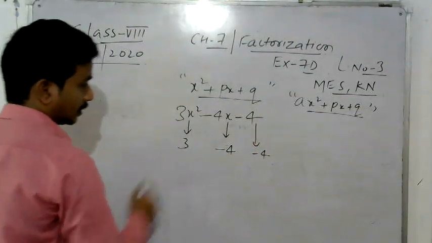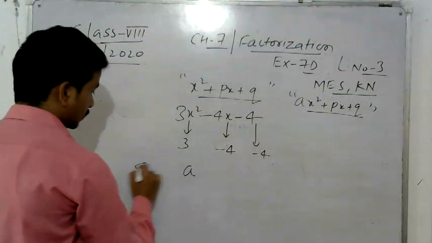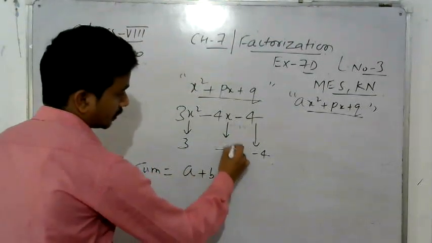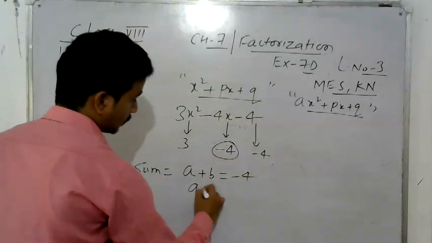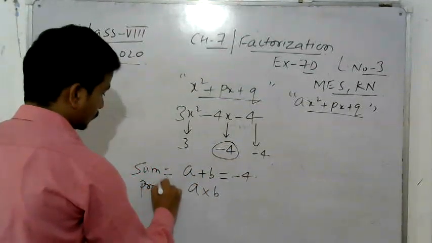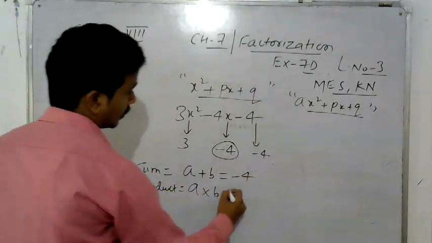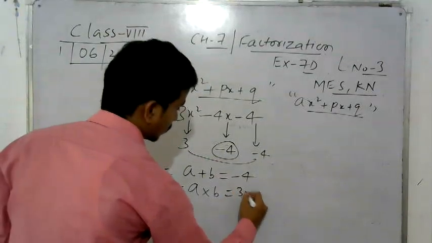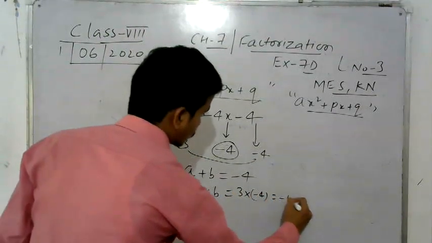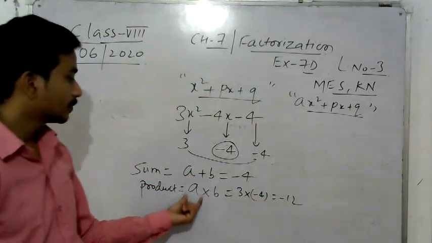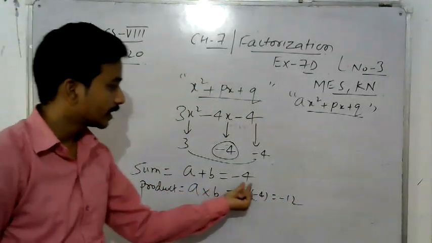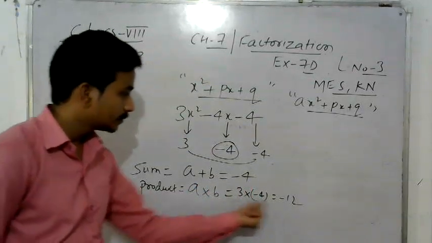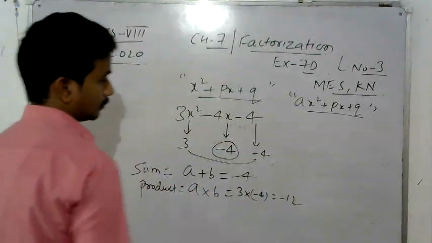Now you have to find two numbers a and b such that when you add them together you will get minus 4, and when you multiply them, the product should be the multiplication of 3 into minus 4. Okay, 3 into minus 4, so minus 12. You have to find two numbers such that when you add them you get minus 4, and when you multiply them you get minus 12. So what are those two numbers?